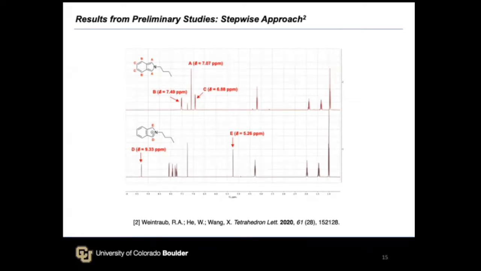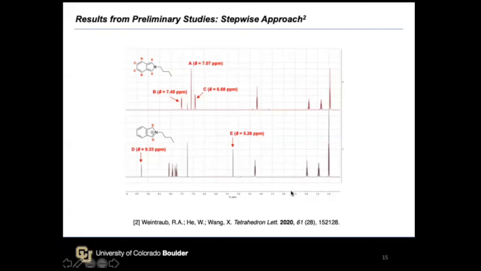We also see the appearance of 2 new peaks in the isoindolium spectrum. First, we have this one that I've labeled D, which is at 9.33 ppm. It's a singlet that integrated to 1 proton. That is consistent with an iminium CH. And then at 5.26 ppm, we have another singlet that integrated to 2 protons, and that is consistent with a benzylic CH2, which is consistent with this structure.